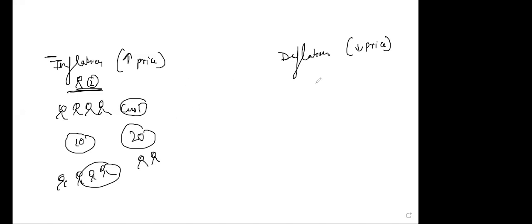Now here, this is a shopkeeper. He has four chocolates and he has only two customers over here. So at that time, what will he do? He will decrease the price. Right? Because he has a lot of things to sell. So over here, what happens usually?